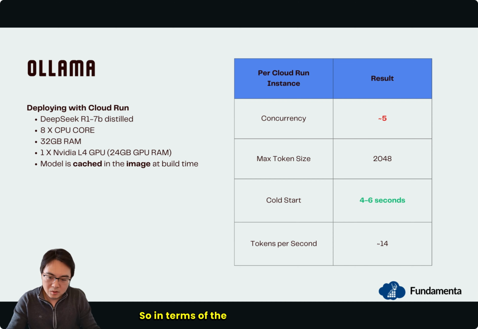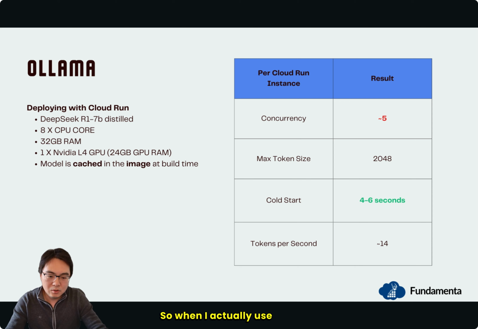In terms of the GPU, there's currently only one option in preview, which is the L4. The L4 is actually quite powerful. It's got 24 gigabytes of GPU RAM, so it's not tiny. This can fit a more powerful model than the 7B, but I couldn't run the 32B, so it seems you have to run something in between. With Ollama, what I did was cache the whole model in the container image and push it into Artifact Registry. This is an important detail, as you'll see later on.